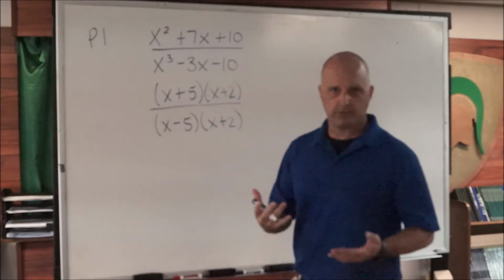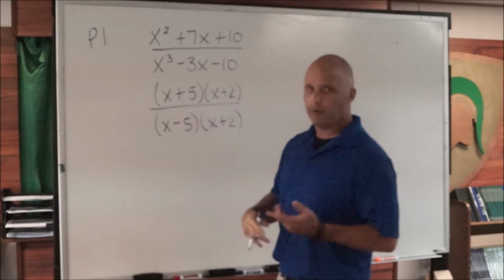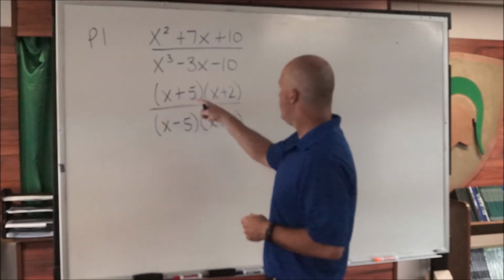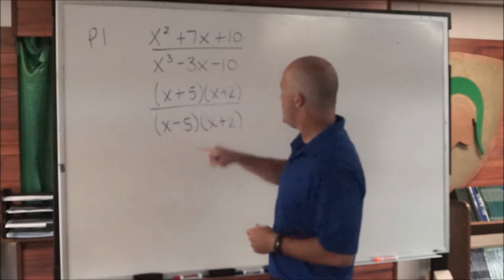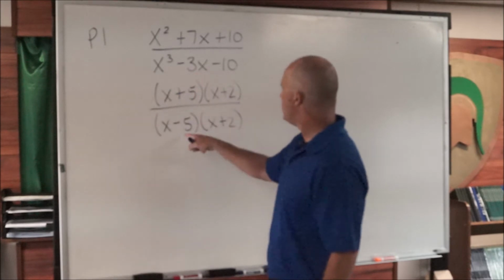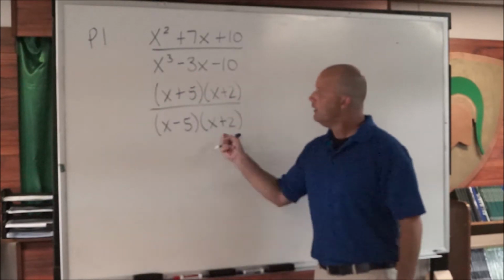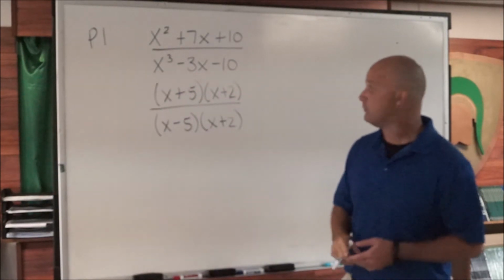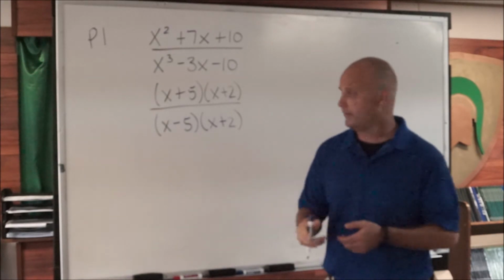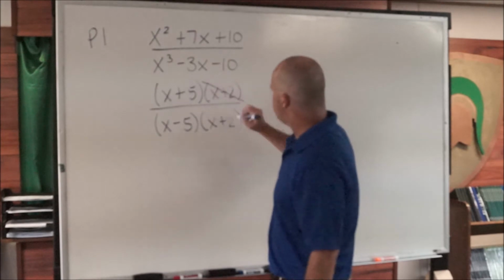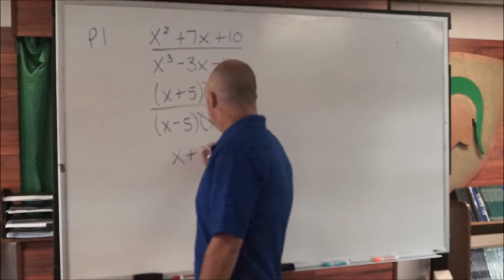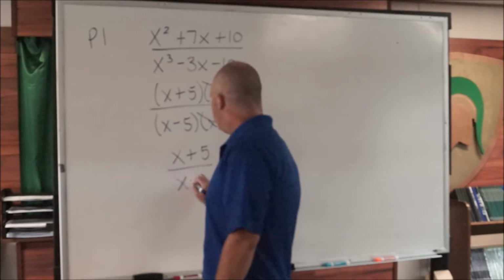Now again, just to make sure that we're doing the right thing here, FOIL this back out. X times x is x squared. We get 2x, 5x, 7x, and then 10. X squared, 2x minus 5x is negative 3x, and then negative 5 times 2 is negative 10. So we know that these are the correct factors. Now what we're going to do is, anything that looks alike, we're going to cancel it out. So x plus 2 and x plus 2 go away. So we're going to be left with x plus 5 over x minus 5.